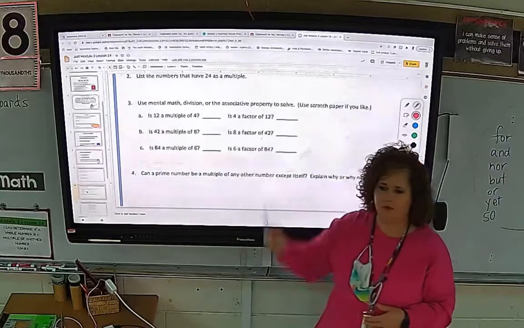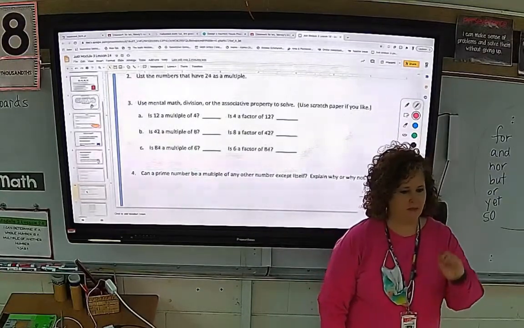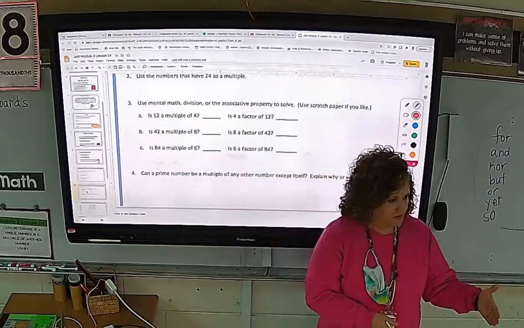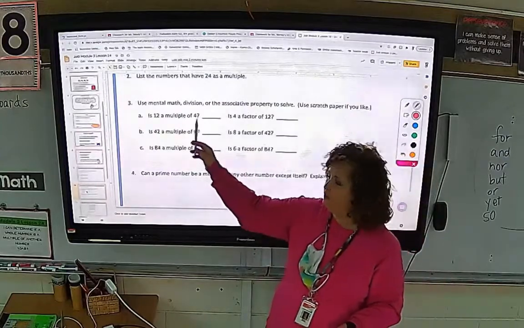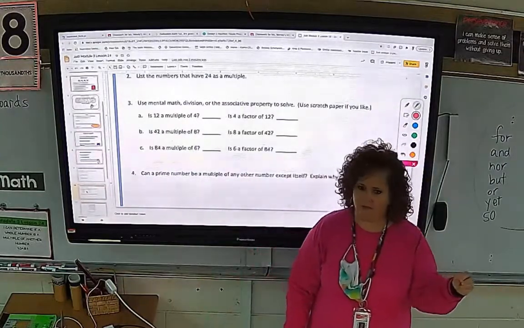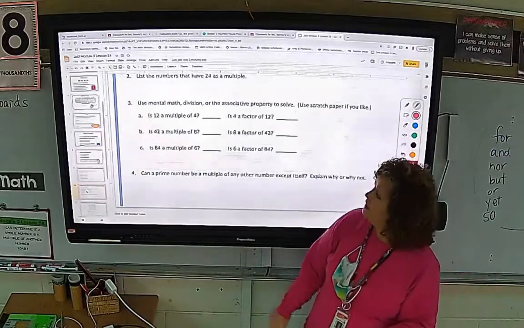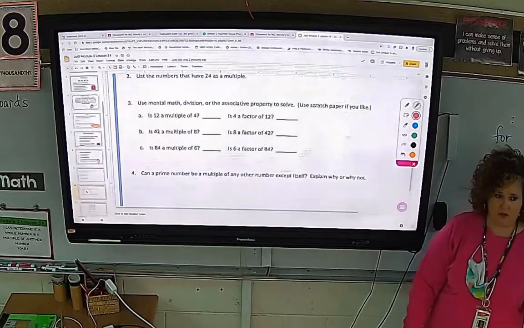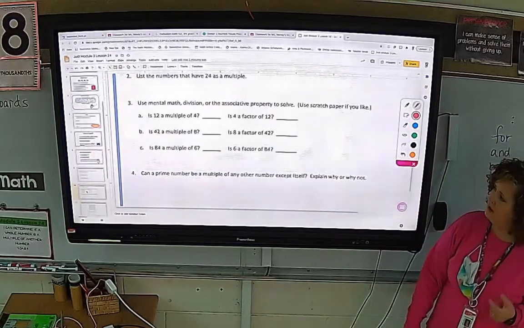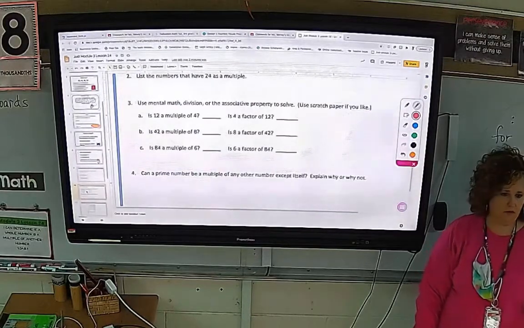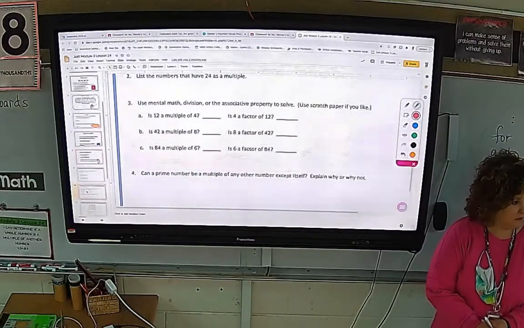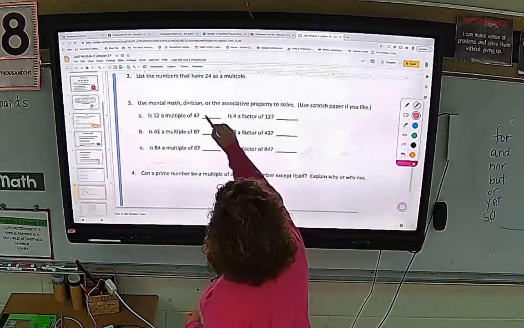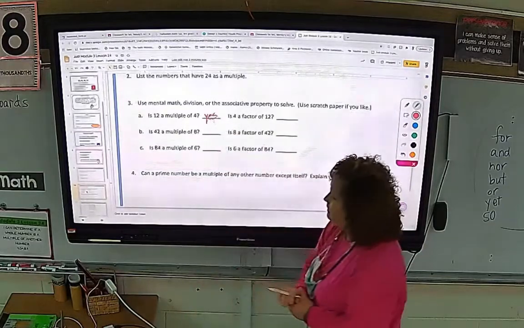Is 12 a multiple of 4? When they ask it that way, what they mean is, when I skip count by 4s, do I land on 12? When I multiply 4 by a number, can I get 12? We know the answer to that. So what's going to go in the blank? A number? A yes? A no? Look at the question. Is 12 a multiple of 4? How would you answer that? You would say yes. So these are yes/no questions.